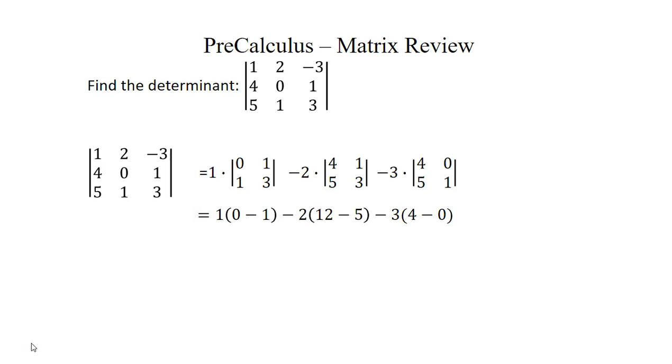So going across AD minus BC, we have 1 times 0 times 3 minus 1 -2 times 4 times 3, we're 12 minus 5. And -3 times 4 minus 0, which gives us a determinant of -27. All right.